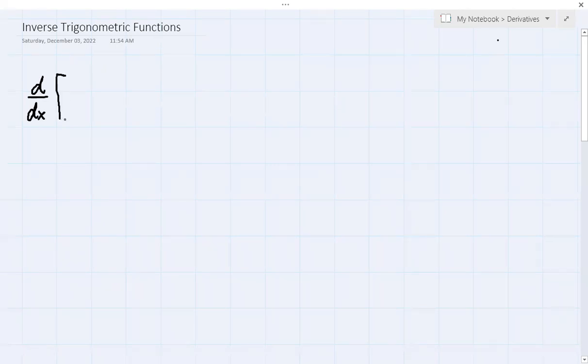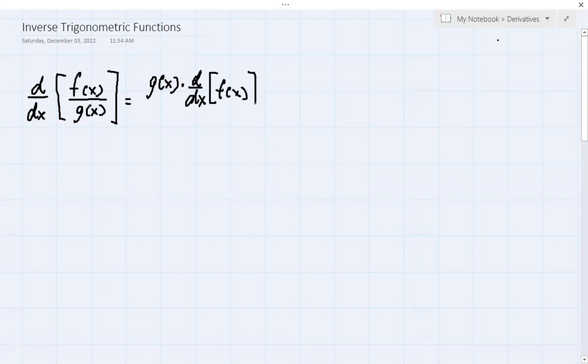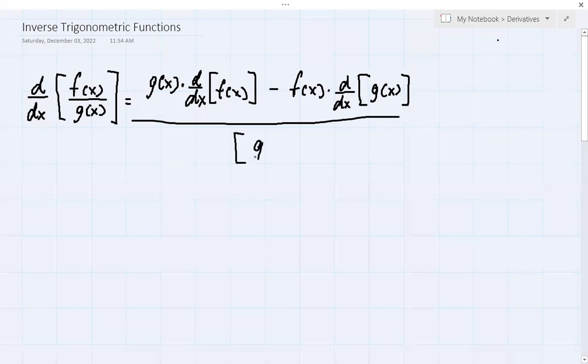di ba meron tayong derivative of f of x all over g of x. Okay. So, if you're going to recall, ito yung original formula niya. So, kung si f of x ay nasa numerator, tapos si g of x nasa denominator, yung formula nito ay magiging g of x times the derivative of f of x minus f of x times the derivative of g of x. Alright? All over square ng g of x.